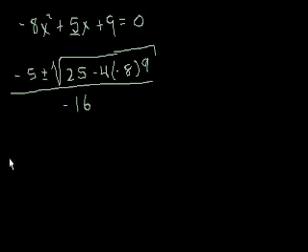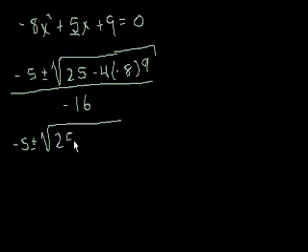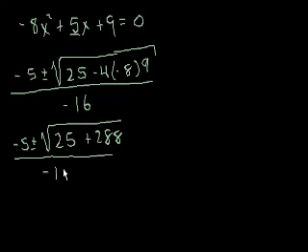Well, that's equal to minus 5 plus or minus the square root of 25. Let's see. 4 times 8 is 32, and the negatives cancel out. So that's positive 32 times 9. Positive 32 times 9, let's see. 30 times 9 is 270. It's 288. 288, I think, right? 32, 30, 270, and then we have 288. We have all of that over minus 16.